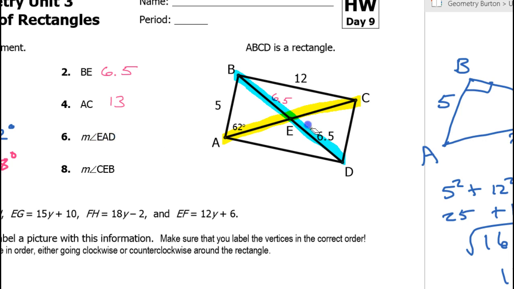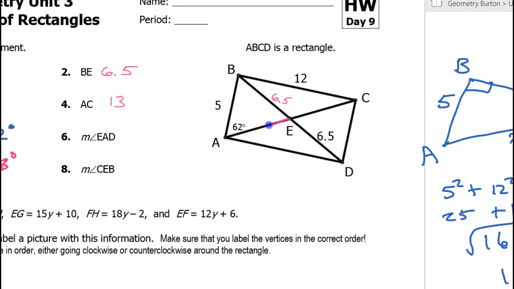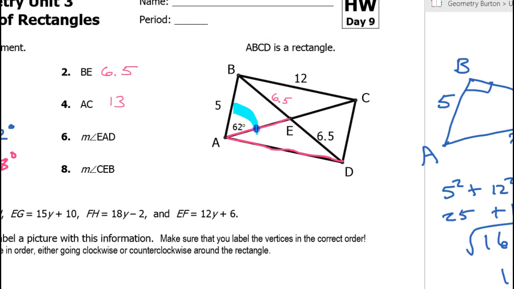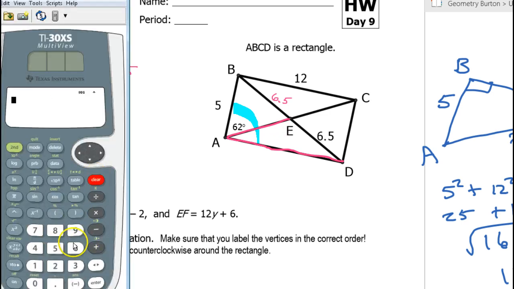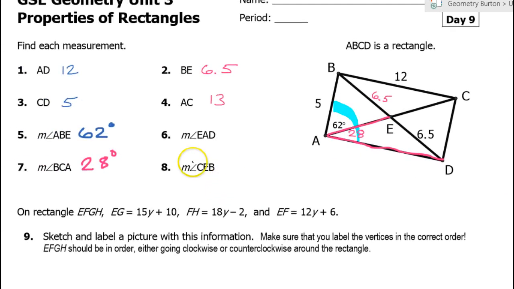How about the measure of angle EAD? Angle EAD is this angle right here. I'm hoping you can see that this angle from here to here is a right angle. That's 90 degrees. So these have to be complementary. So I can just subtract 62 from 90. 90 minus 62 is 28. So this angle right here must be 28 degrees.